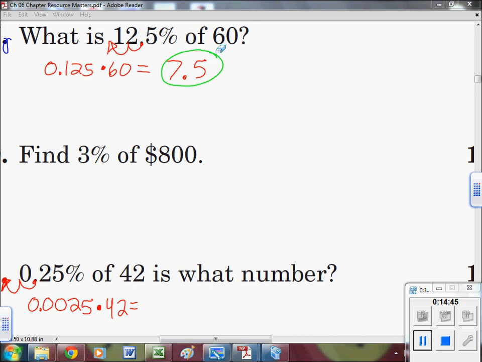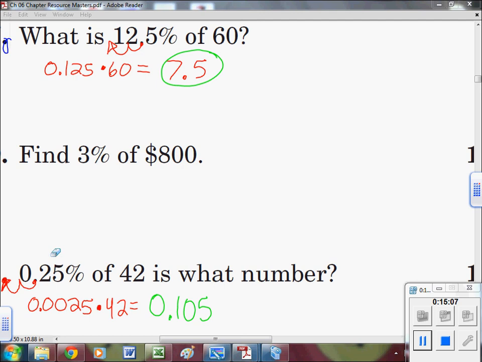And that's what I wanted to point out to you guys. Make sure your answers are reasonable. It doesn't take but a moment to figure that out. Now over here, we get down at the bottom, we do 0.0025 times 42. And that's going to give us an answer of 0.105. Now, that's a pretty small number, so we've got to make sure that number is reasonable.